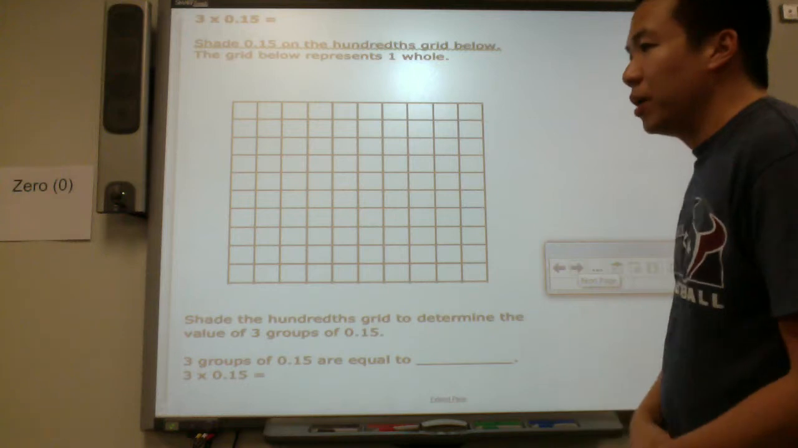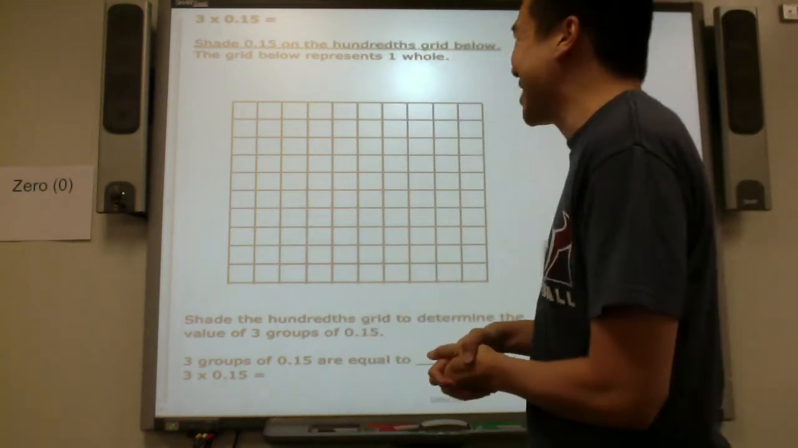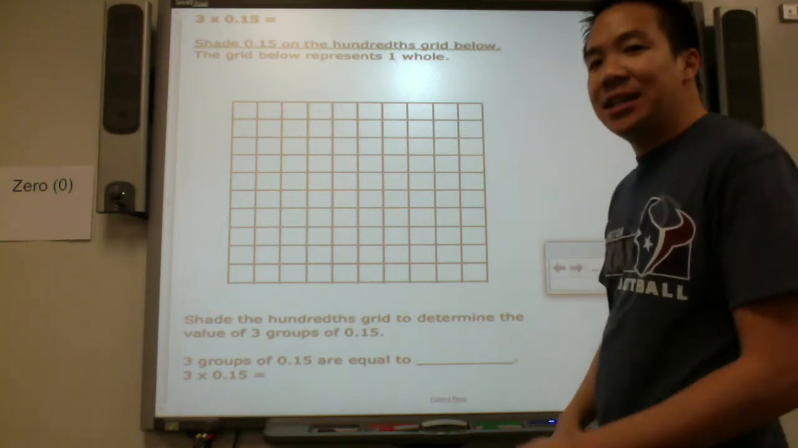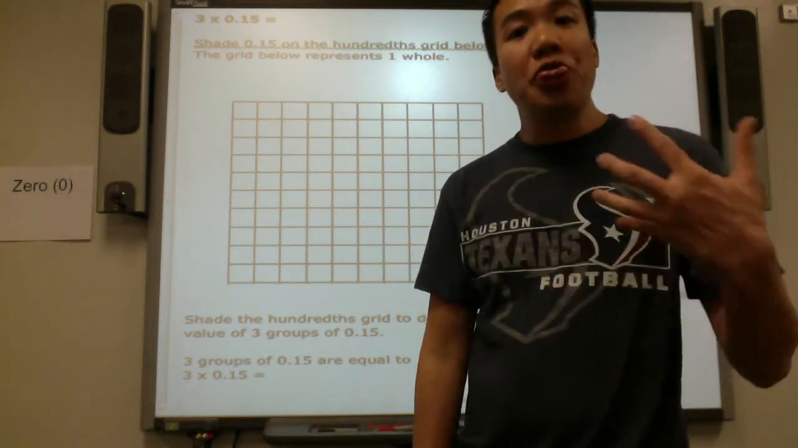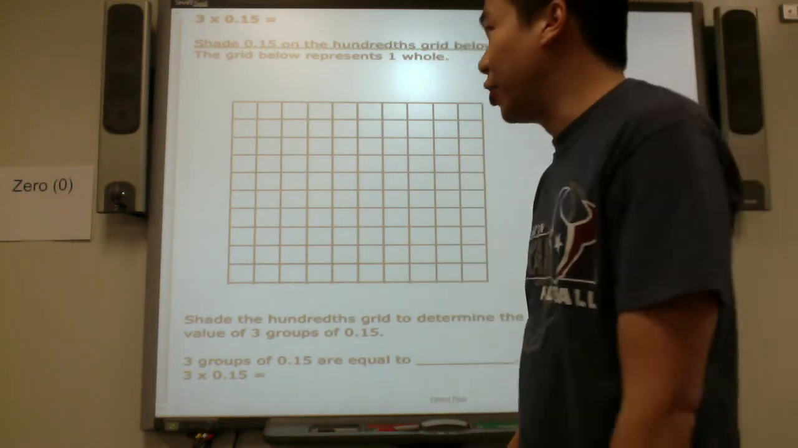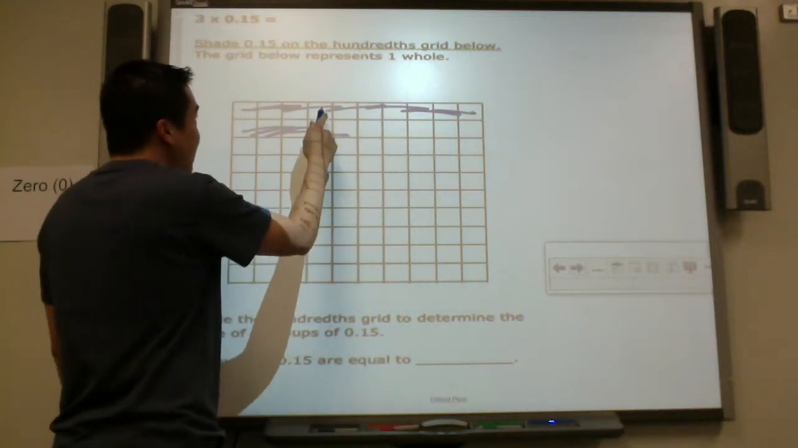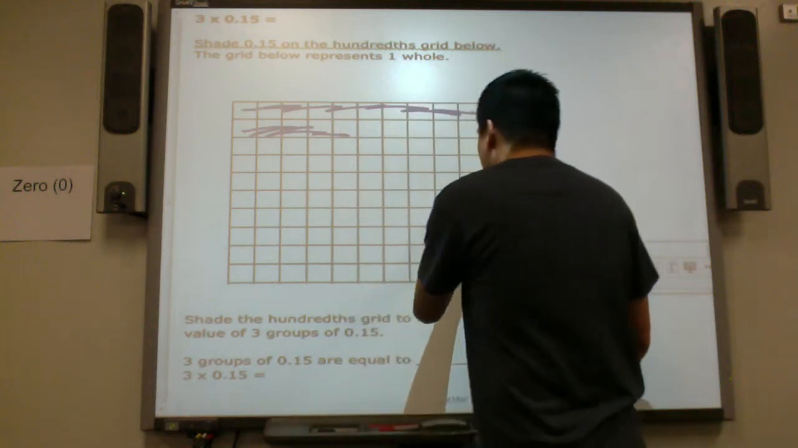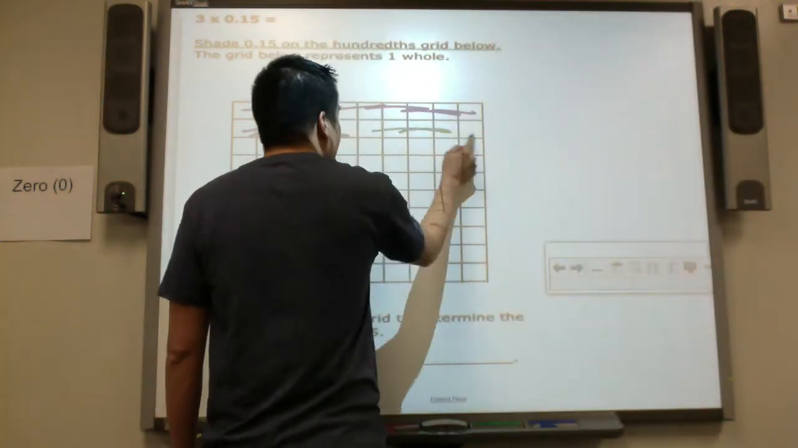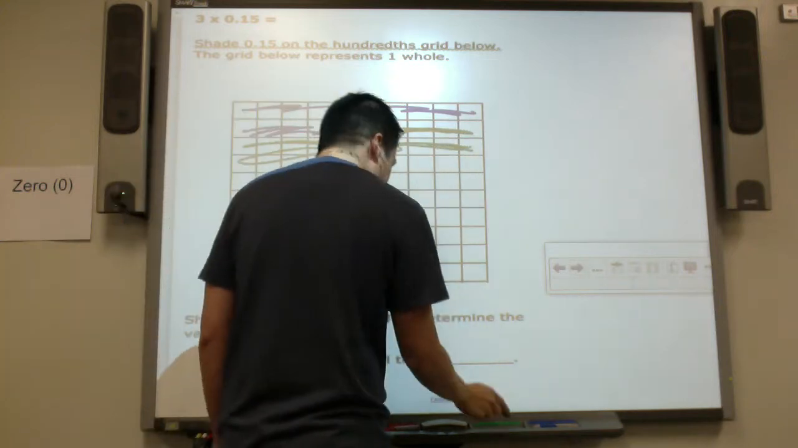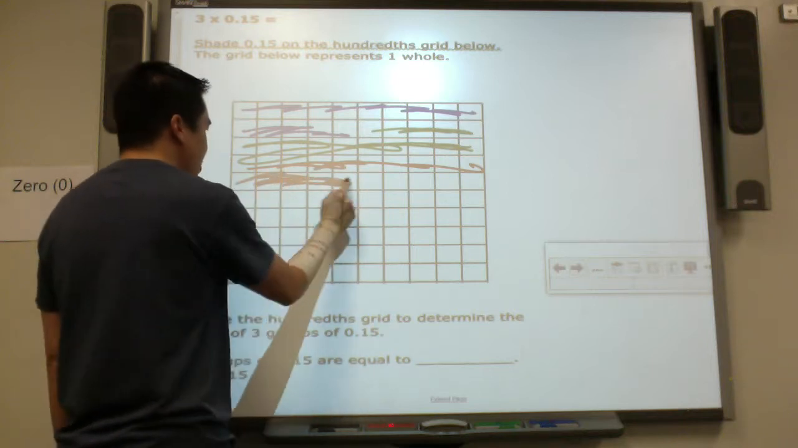All right, so we're going to first talk about using models to teach you how to multiply decimals. What's 3 times 15 hundredths? That is the same as saying 3 groups of 15 hundredths. So I would like you to shade in 15 hundredths. This grid represents one whole, so each square represents a hundredth. That's one group of 15 hundredths, 2 groups of 15 hundredths, 3 groups of 15 hundredths.